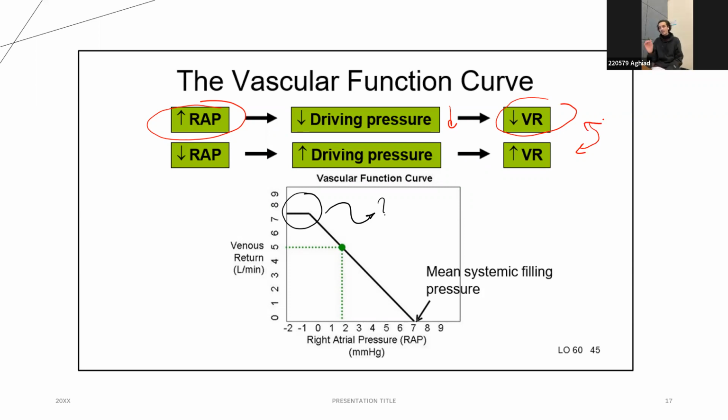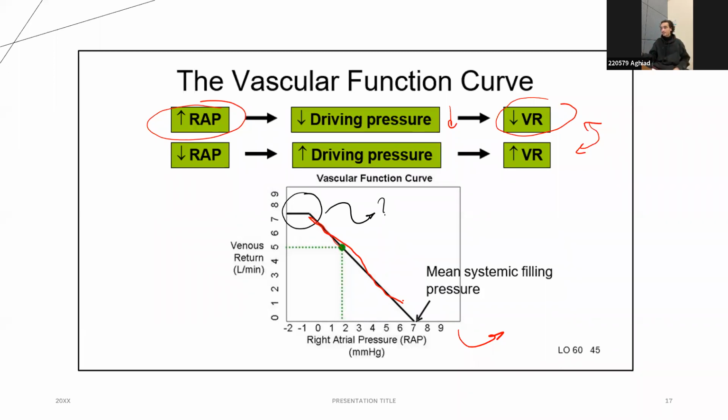So basically, if you take this curve too literally, you might get it confused, right? What this curve is trying to tell you, right? At a lower atrial pressure or a higher driving force, right? You get more venous return. You see that? It isn't necessary to take it literally. It just means that the lower the atrial pressure or the higher the driving force, the more the venous return. Everything we've talked about previously.